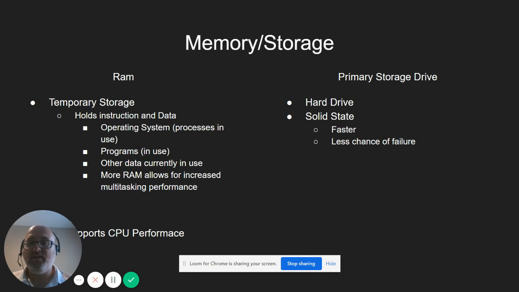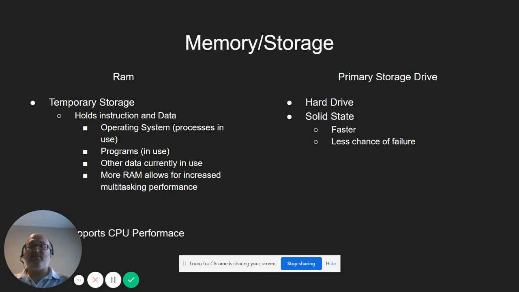random access memory, and it's temporary storage. It holds the instruction and data. It holds the operating system, processes in use, programs in use. If you have Microsoft Word or Microsoft Office open, it's going to house some data in the RAM. Other data currently in use. More RAM allows for increased multitasking performance. So when you're shopping for a computer, more RAM means you could have more tabs open in Chrome and more programs open at one time without the computer slowing down.